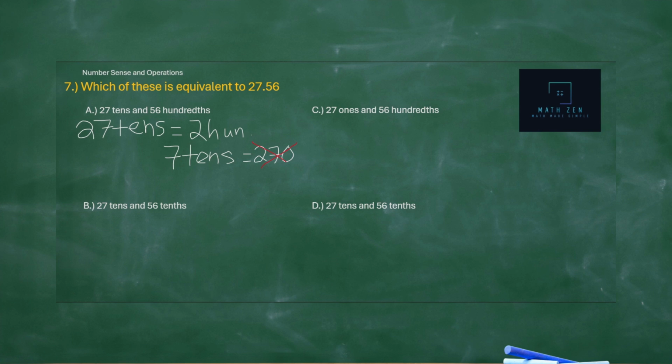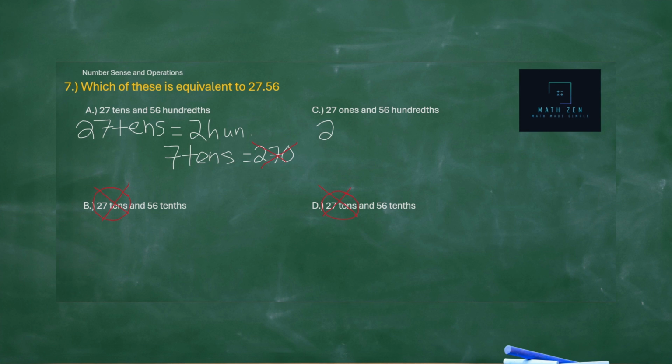So at this point, if you're a good test taker, you're going to look at your other choices to see if they also start with 27 tens, which, as you see, choices B and D both start with that. So those are going to be no good, leaving C as our only option for being correct.